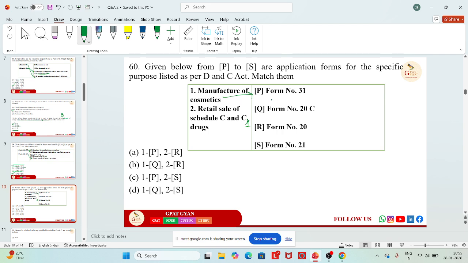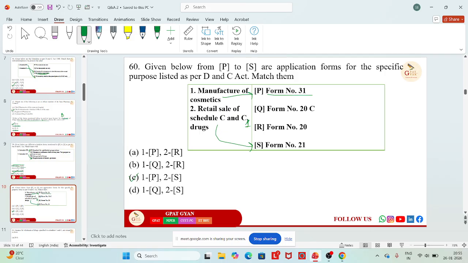Manufacture of cosmetics is for form number 31. And the retail sale of schedule C and C1 drug is form number 21. C will be the right option.